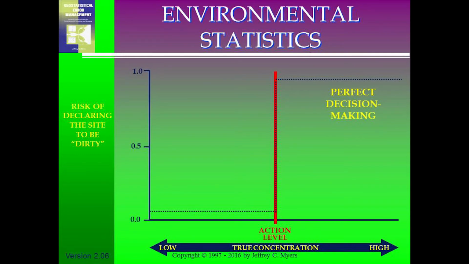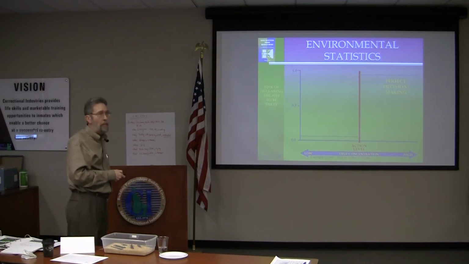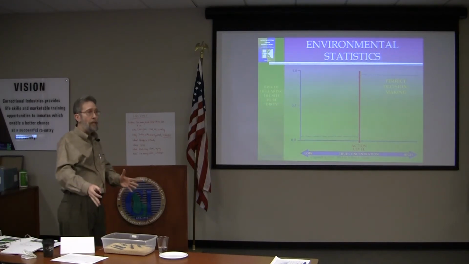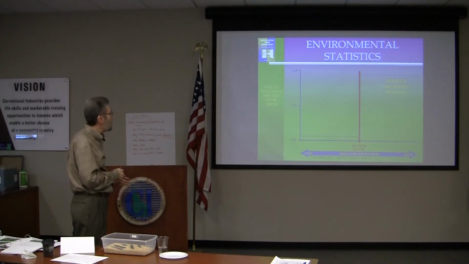If we had perfect decision making, we would have a line. Okay, we'd have the action level, we'd have a mean. If the mean is below, it's clean, and if it's above, it's dirty. Okay? We can't put this whole pile through this analytical device, so we have to do sampling.